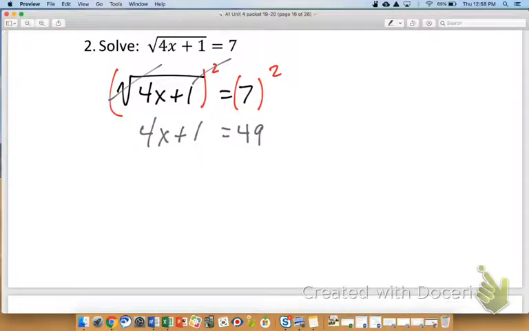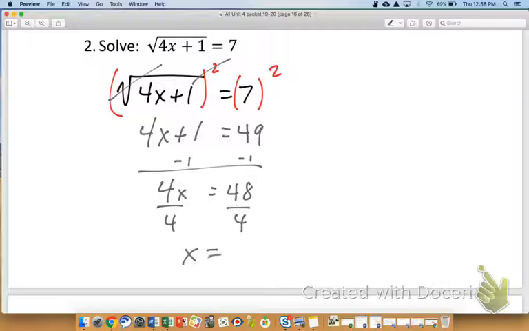This hopefully will, for you, look like a really simplistic first semester equation now, right? We did these all throughout the first semester. I would go minus 1, that's right. I'd get 4x is equal to 48. And then how would I finish? So when I divide by 4, I come up with x equals 12.